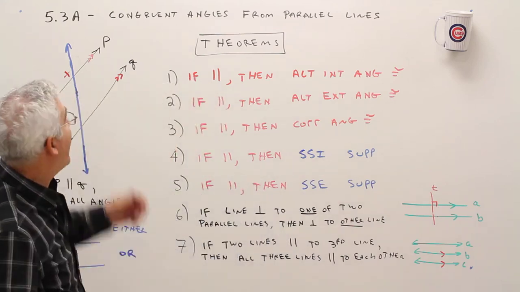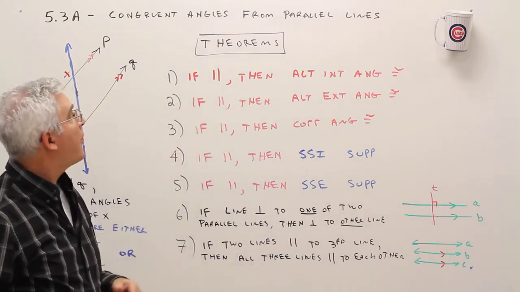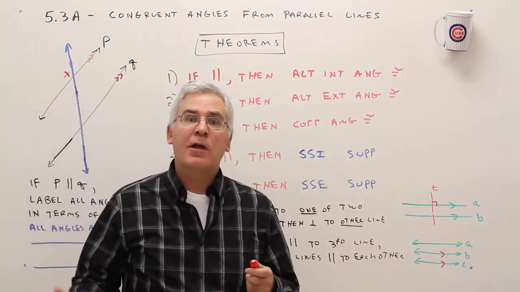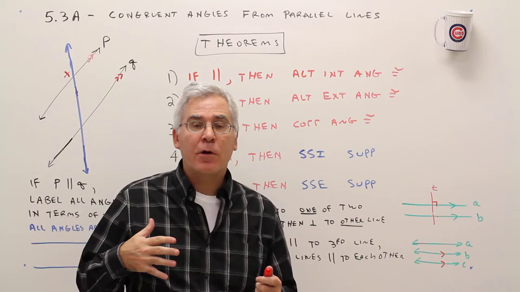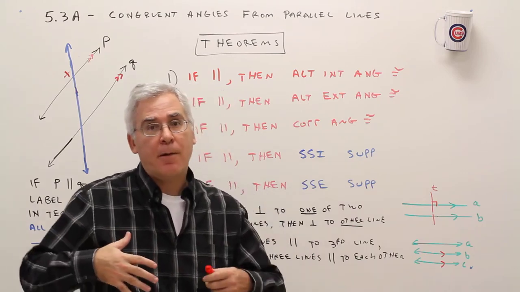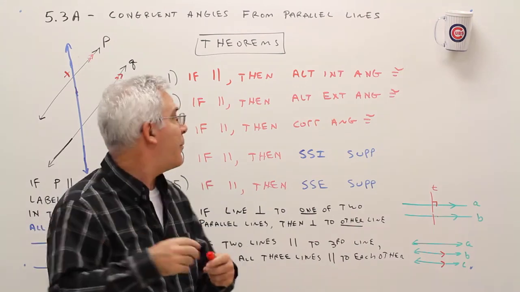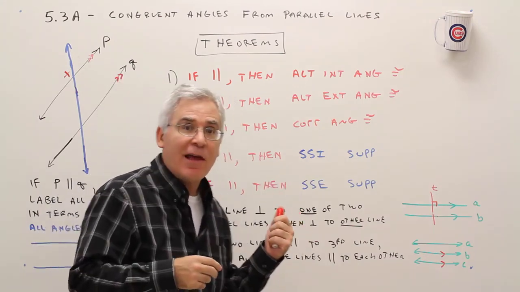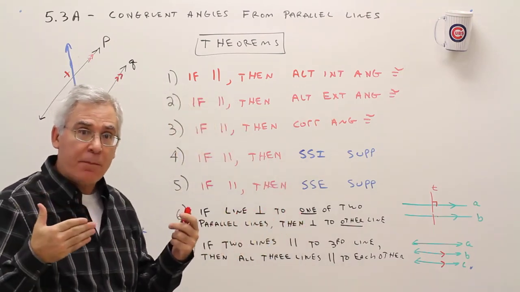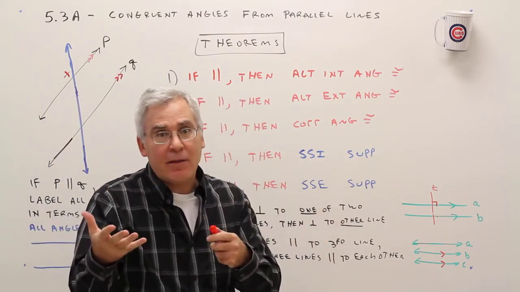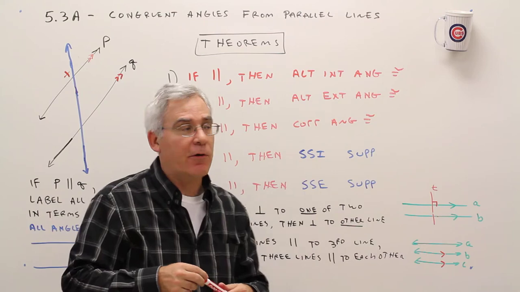Welcome to video 5.3a, congruent angles from parallel lines. All right, so in lesson 5.2, we started with alternate interior angles being congruent and then got parallel lines. In this lesson, we're going to have the converse of the theorem. We're going to start with parallel lines and then get angles to be congruent, etc.